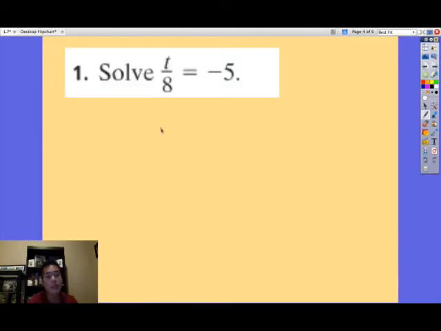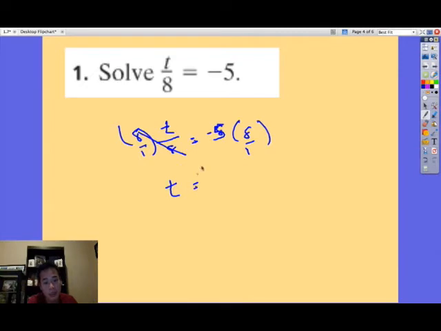This is t divided by 8 is equal to negative 5. And you know that what's happening to t is being divided by 8, so I'm going to have to multiply by 8 over 1. Remember that 8 over 1 is the same thing as being multiplied by 8. And then I'll multiply both sides by 8 over 1. This cancels out, and all I have left is t.